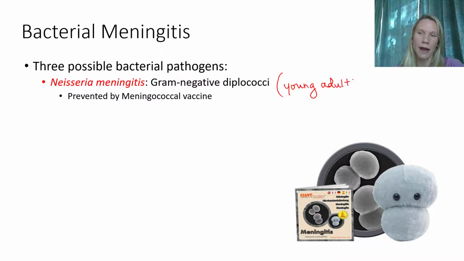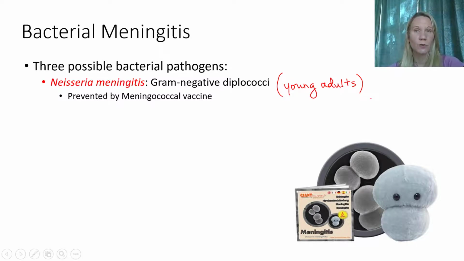This made a comeback in the 1990s, and occasionally you see this show up on college campuses where we have students that live in dormitories, living in close proximity to each other. Occasionally we'll get some localized outbreaks of bacterial meningitis. Now, this one is prevented, at least some strains. It doesn't prevent against all strains, but some strains of the Neisseria bacteria are prevented by the meningococcal vaccine.